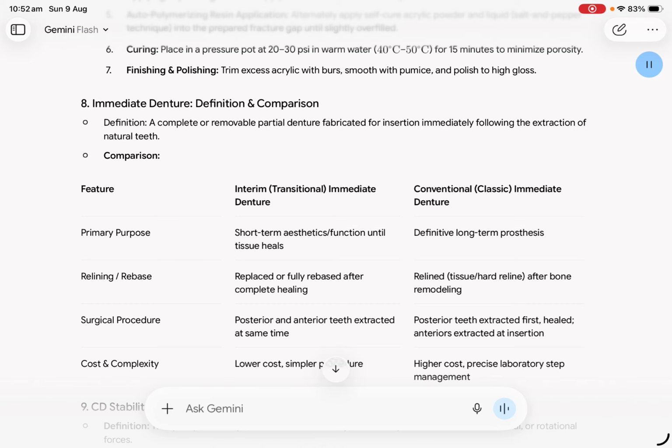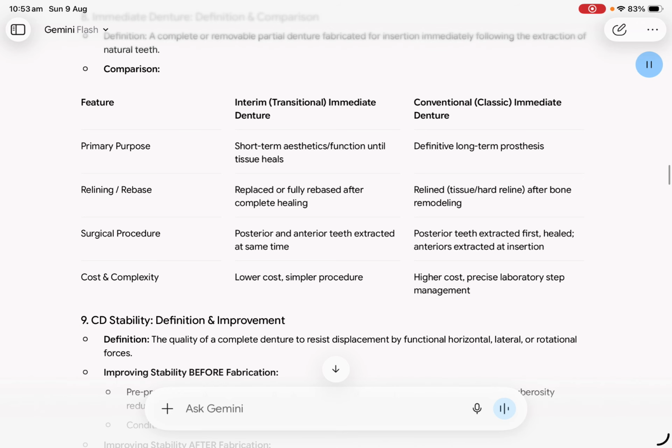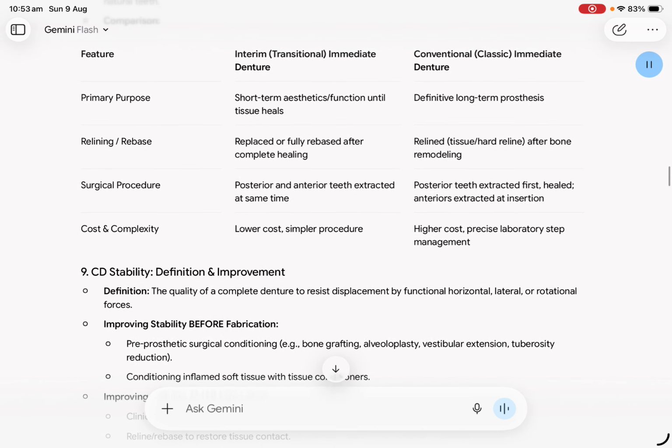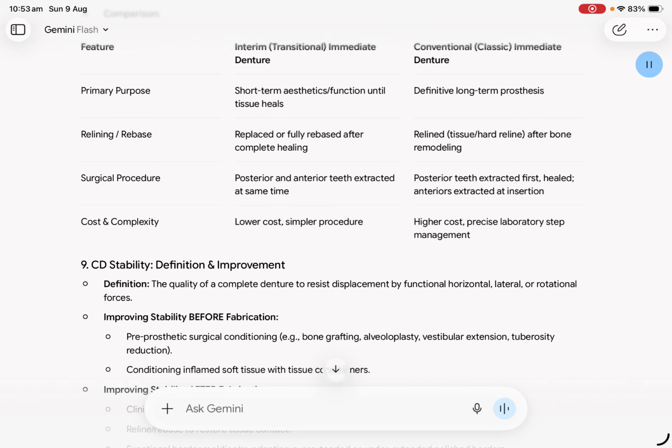Definitive long-term prosthesis, relining/rebase. Replaced or fully rebased after complete healing. Relined, tissue/hard reline, after bone remodeling. Surgical procedure. Posterior and anterior teeth extracted at same time. Posterior teeth extracted first, healed. Anteriors extracted at insertion. Cost and complexity. Lower cost, simpler procedure. Higher cost, precise laboratory step management.